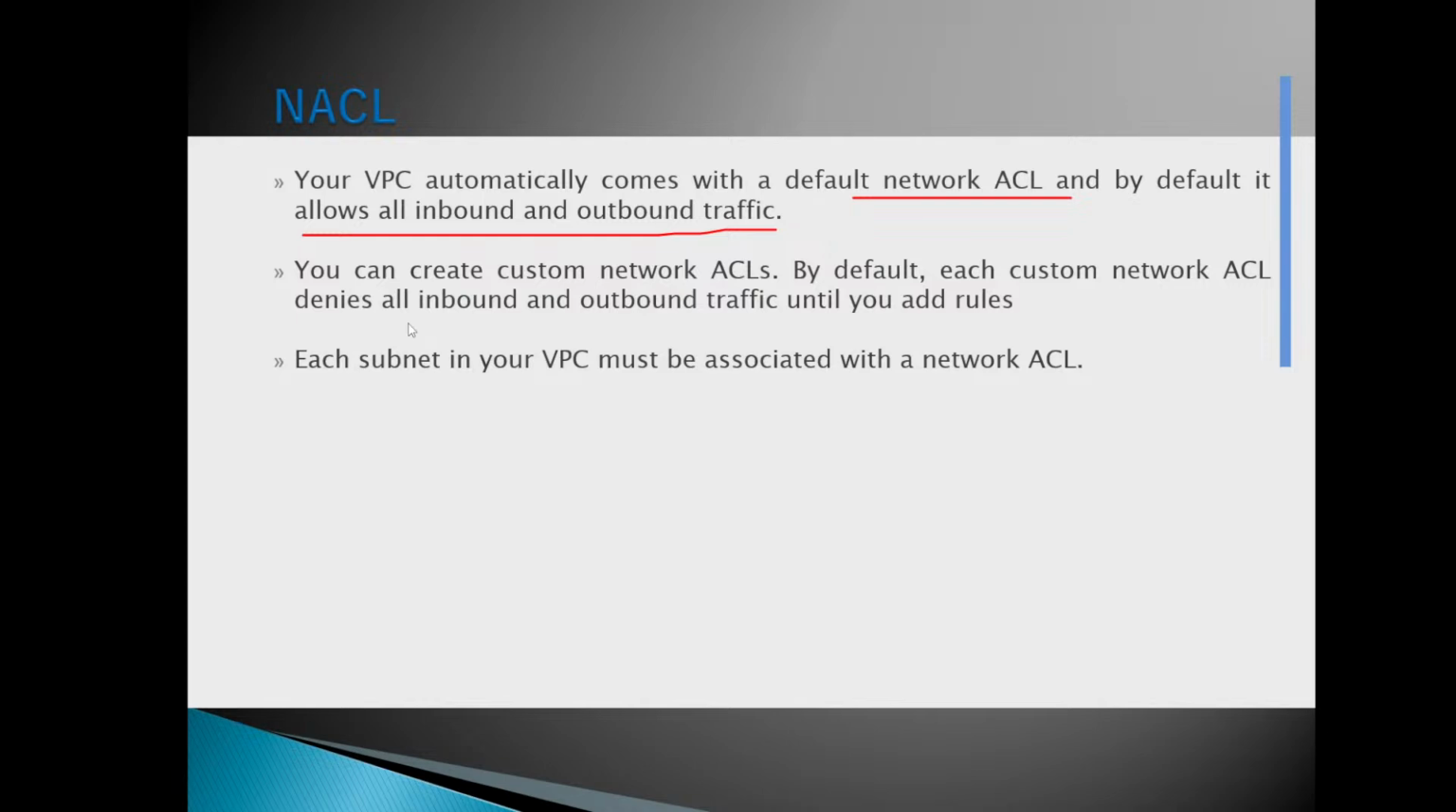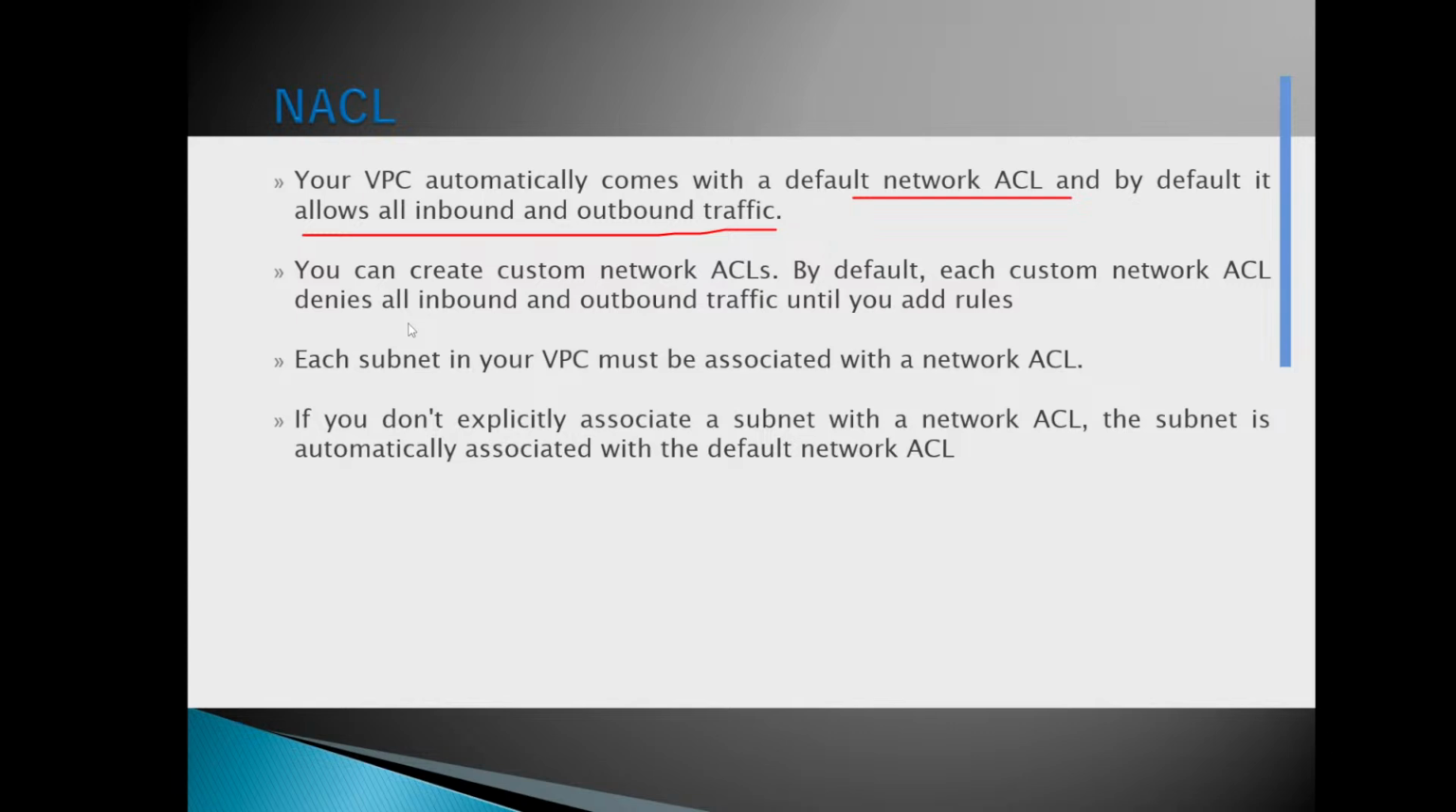जो भी subnet आप create कर रहे हो सब NACL से connect होने चाहिए. If you don't explicitly associate a subnet with a NACL, the subnet will be automatically associated with the default NACL. If you are creating a subnet and you are not attaching a NACL, by default it will connect to the default NACL. If you want to block an IP, use NACL, not security group.